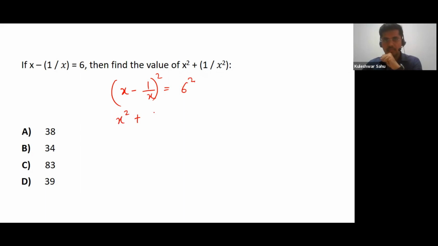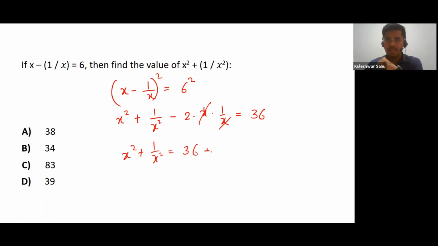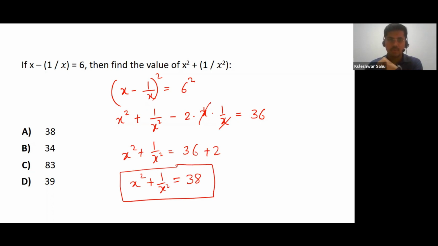x square plus 1 by x square minus 2ab, that's the formula, is equal to 6 square, 36. Again, x got cancelled. x square plus 1 by x square is equal to 36 plus 2, which is nothing but 38. So 38 is the value of x square plus 1 by x square. Option A is our correct answer.